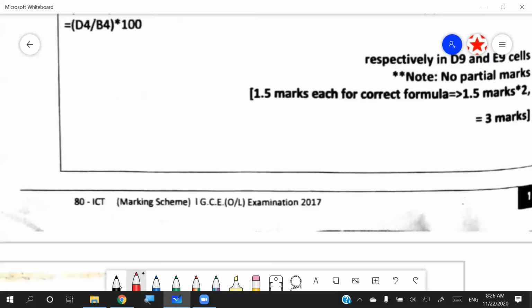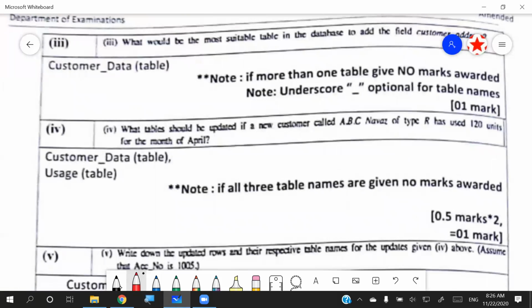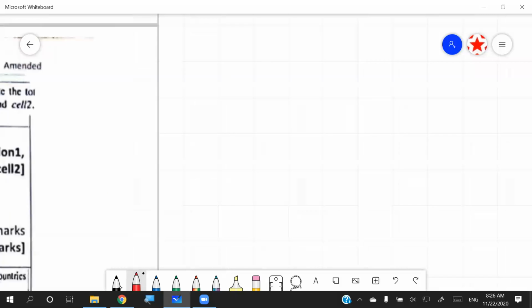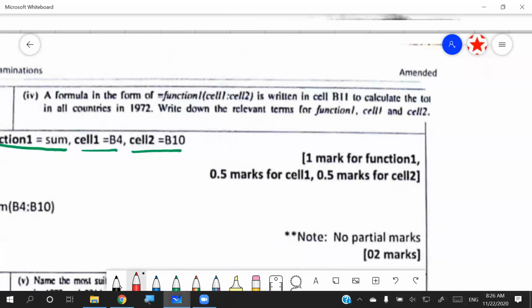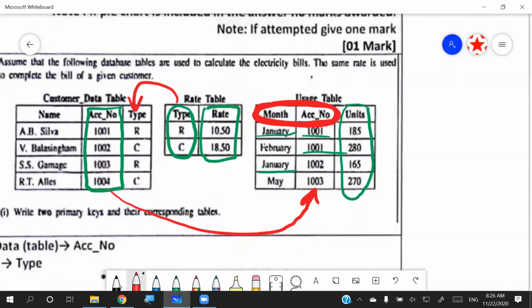Hold on. Yeah, it is the month and the account number, right? Those are the other things. So for the customer table, you should add a new record here, as well as you have to add a new record here saying 120. He's a new one, so it will be 1004, and this is April, right? So two tables are going to update.